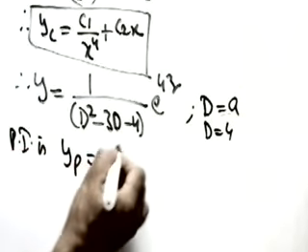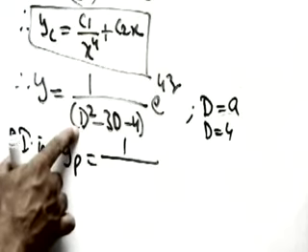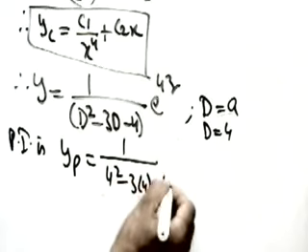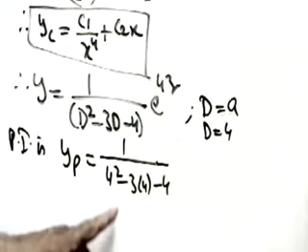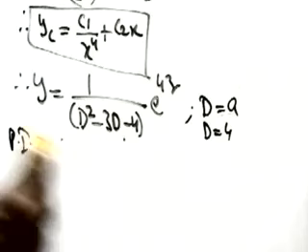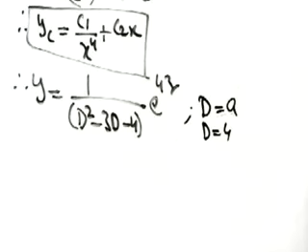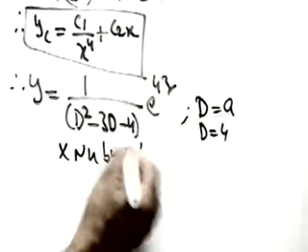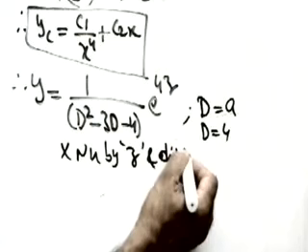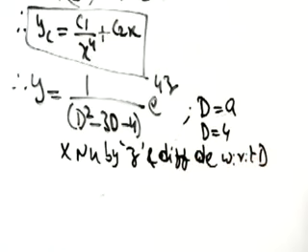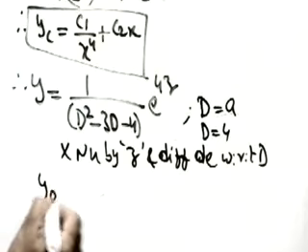Therefore the particular integral is yp equals 1 divided by d square minus 3d minus 4, with d equal to 4: 4 square minus 3 into 4 minus 4. But you see here, 4 square is 16, and 16 minus 16 is 0. 1 by 0 is not defined. So we have to change the method. What is the method? Multiply the numerator by x, but here by z. Multiply the numerator by z and differentiate the denominator with respect to d. This is the method we already discussed.